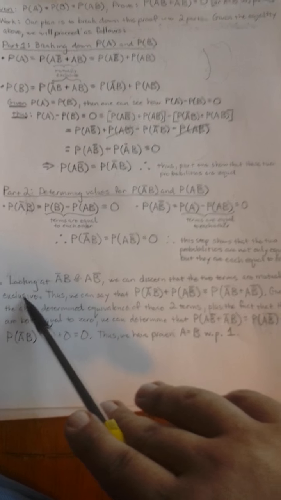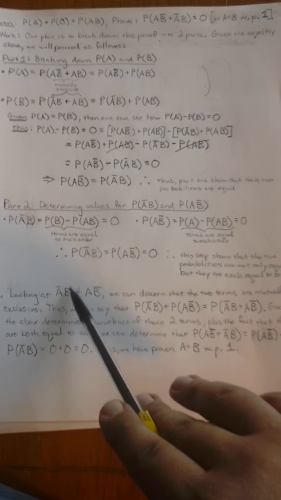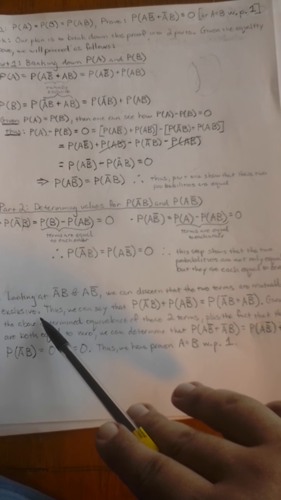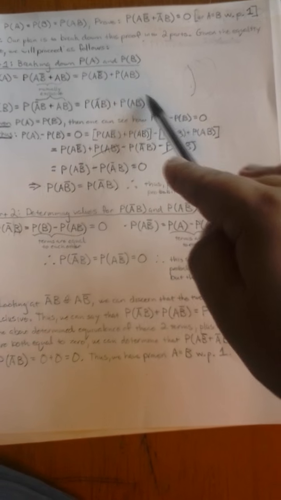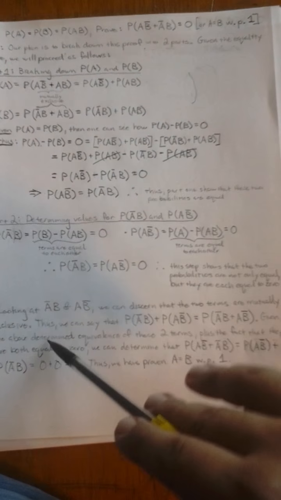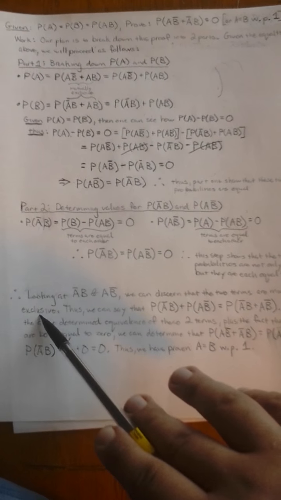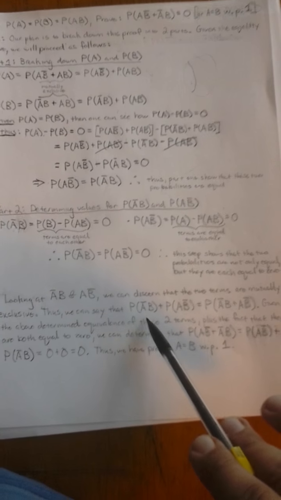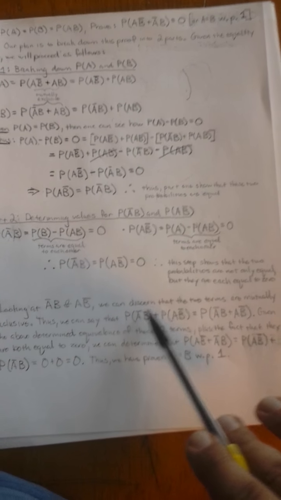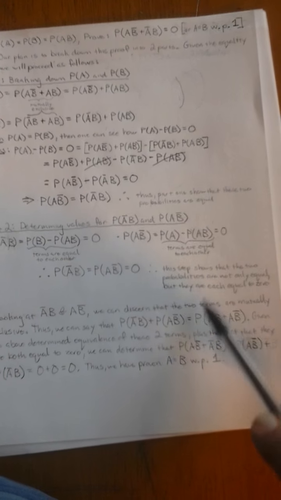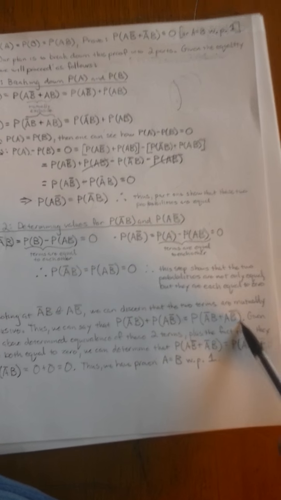Now, looking at both of these terms, we can discern that the two terms are mutually exclusive. Makes sense, right? Basically, if we had two circles, these terms basically chop out the portion which they intersect. So these are mutually exclusive terms. We need to say that because then we can actually say, well, the actual sum of the individual parts is equal to the probability of the sum as shown here.